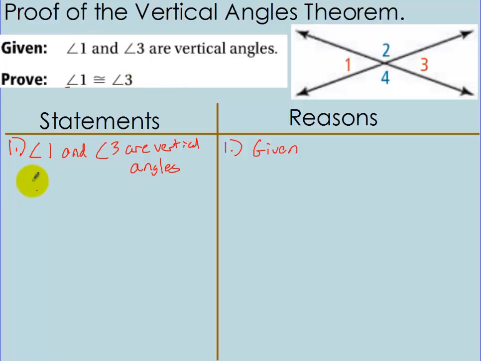All right, let's do statement number 2. Well, I want to get to the proof that angle 1 is congruent to angle 3. So let's use angles 2 and 4 here. What we can do first is we can say, hey, angle 1 and angle 2 are supplementary because we got a straight line here. These two angles are going to add up to 180 degrees. So I can say angle 1 and angle 2 are supplementary.